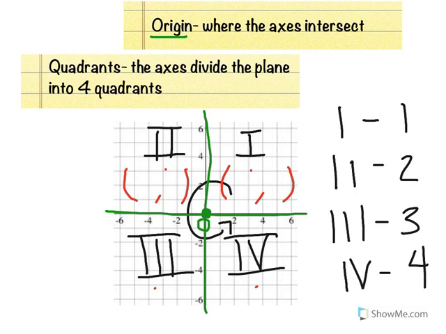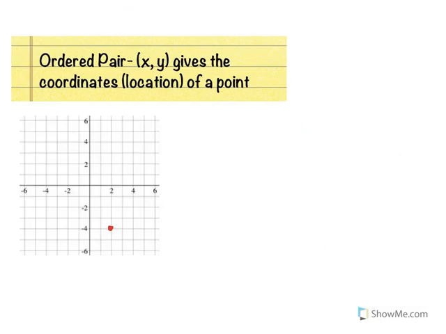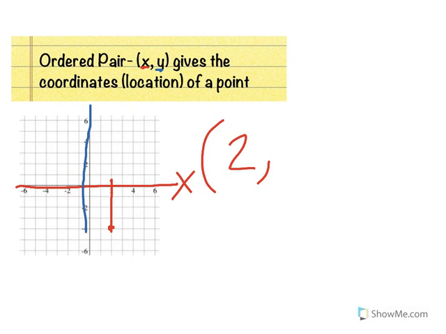So let's go over ordered pair. Okay, an ordered pair gives the coordinates or the location of a point. So this point here would be, I need to give the x point first. This is my x-axis. And along the x-axis, that point is at 2. Now I'm going to give my y coordinates along the y-axis, that point is at -4.